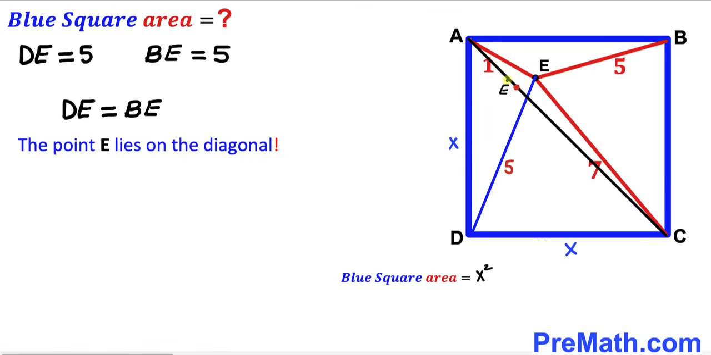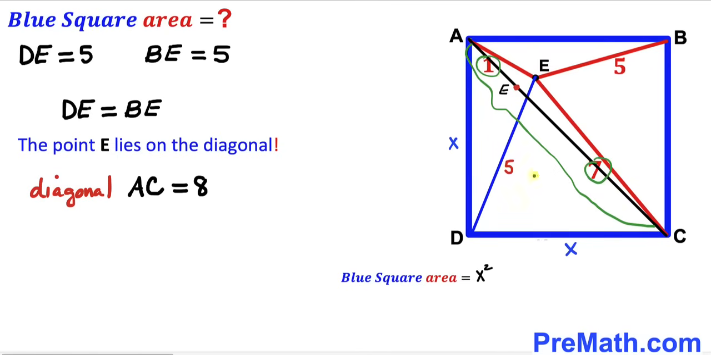And since this point lies on the diagonal AC, this AE segment length is 1 and this EC segment length is 7. So therefore our whole diagonal AC length has got to be 1 plus 7, which gives us 8 units. As you can see, AC equals 8 units.